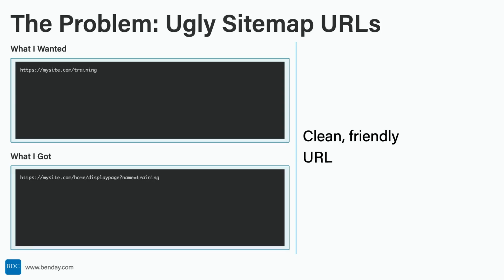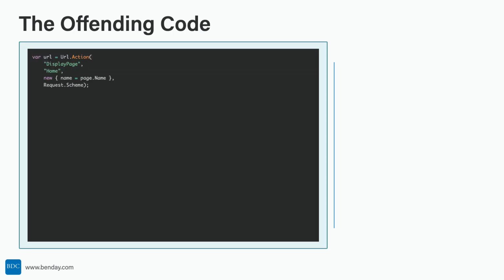This is the URL I was expecting. Clean, SEO friendly, easy to read. This is what my routing is supposed to produce. So I dug into the code that was generating these URLs and found this.